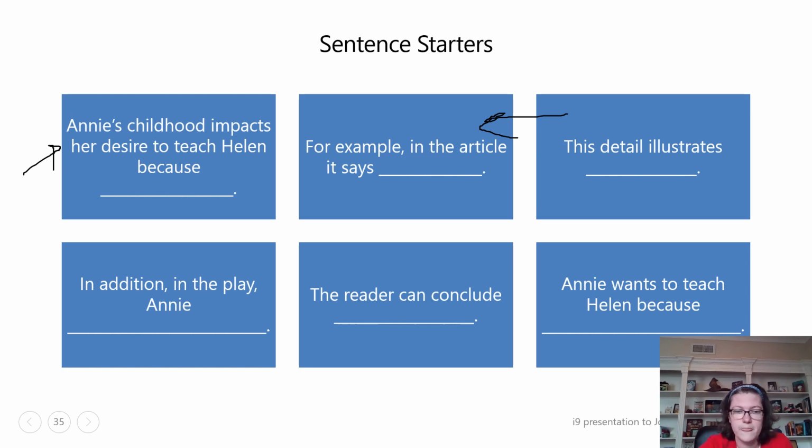what that shows you. In addition, in the play, so this is how you could introduce information in the play. The reader can conclude. So again, we're going to connect this. And then you need at least one more connection sentence. Annie wants to teach Helen because. Now, do you have to use these sentence starters? No, of course not. You can use your own if you want. But these are things that are going to help you. If I were you, as I'm writing my paragraph, I would actually pause the video on this and then scroll back, flip back and forth, and that should really help you.